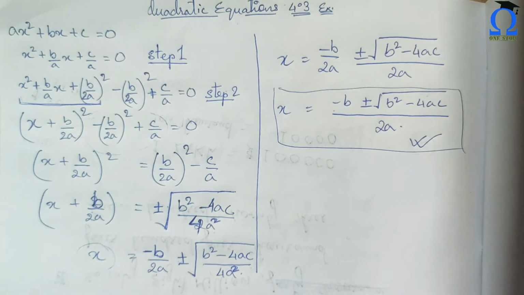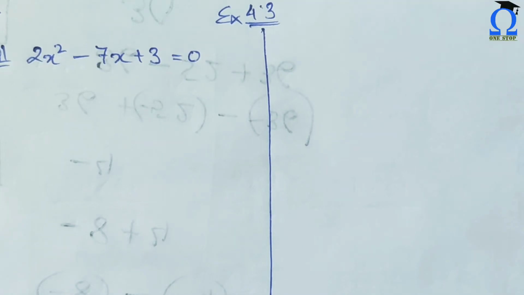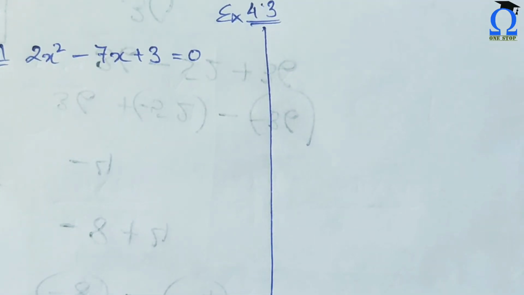Let me do a question from the exercise to make it more clear. So let us do the first question of exercise 4.3. Now our first step was to divide the equation by the coefficient of x square, remember?